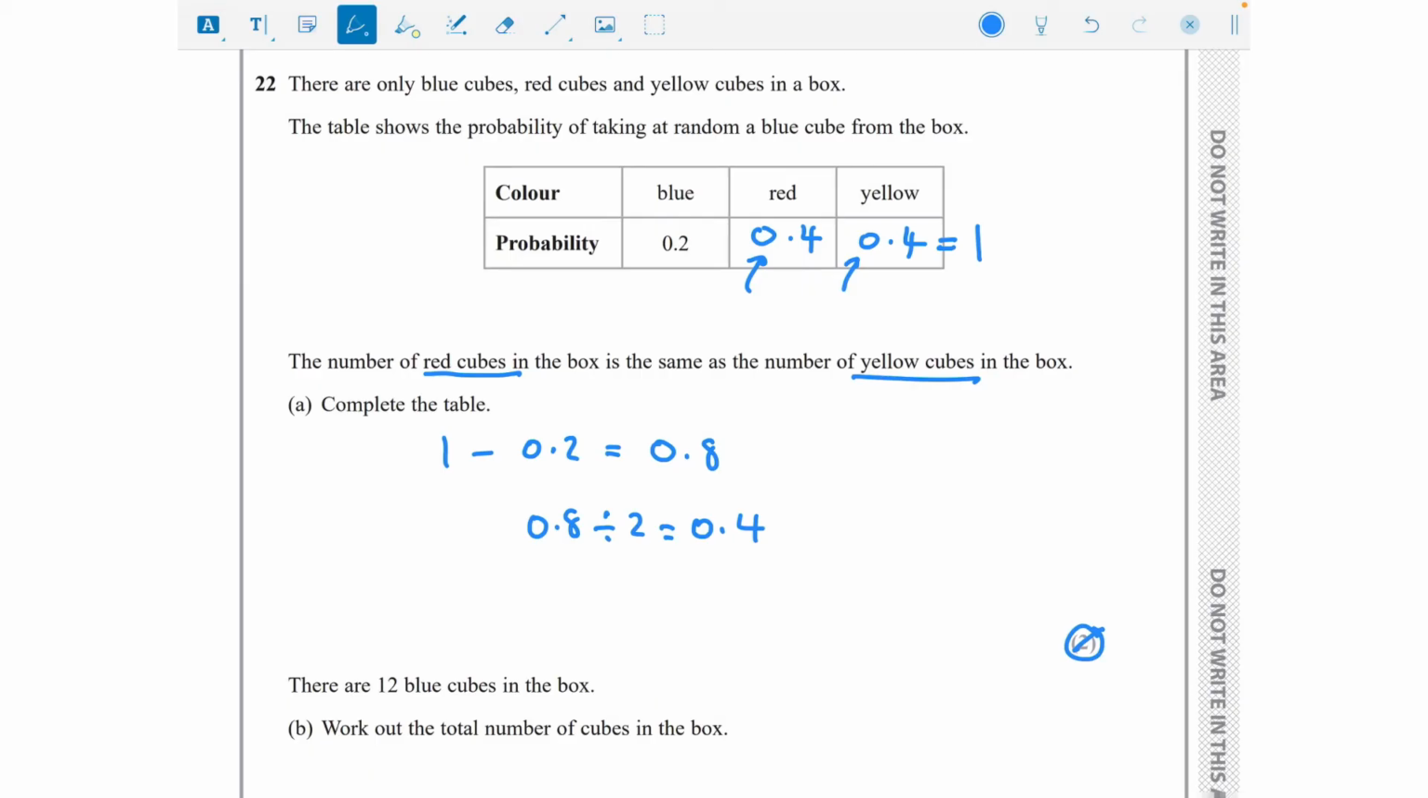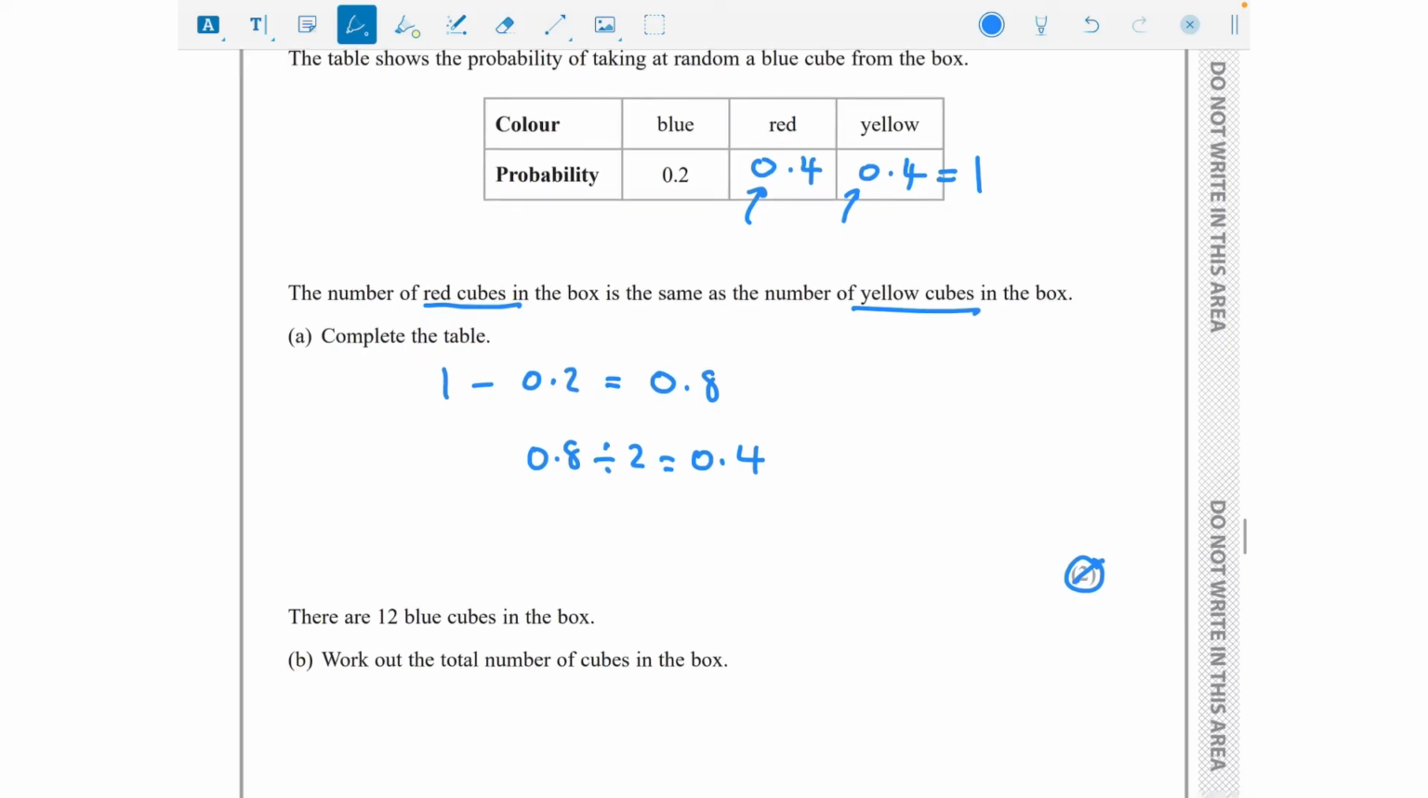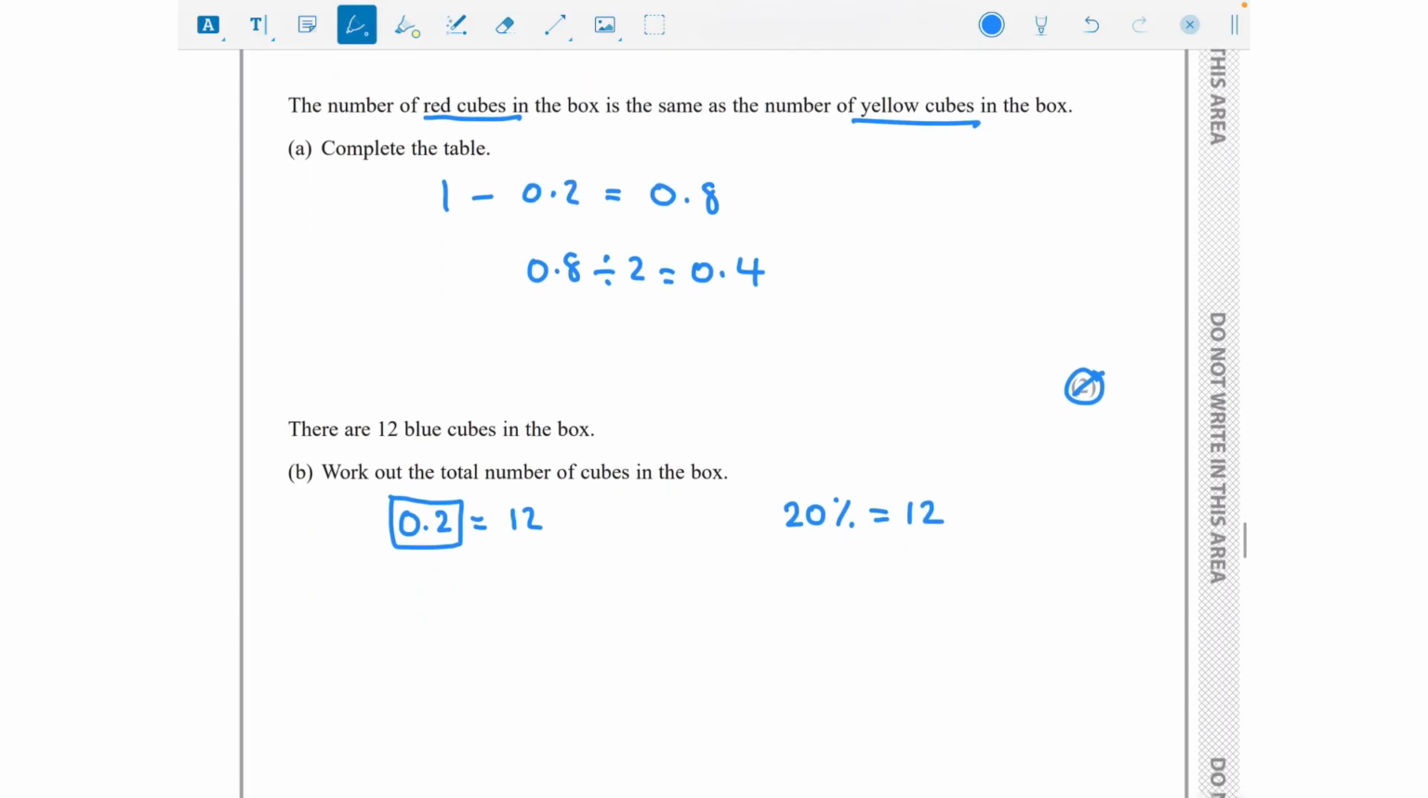Right, it then says that there are 12 blue cubes. So we now know that 0.2 equals 12. The probability is 0.2, and that makes 12. Now 0.2, how could we write that another way? Well, we could say 0.2 is the same as 20%. So 20% is 12. Now if 20% of the cubes in the box is 12, 10% would be 6. And so 100%, we could just multiply that bit by 10.